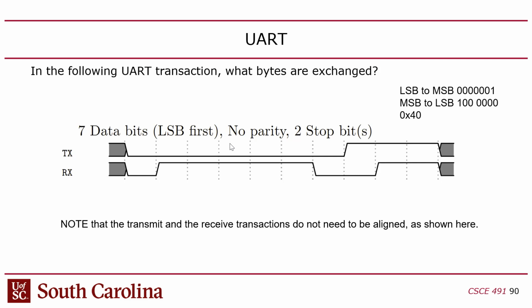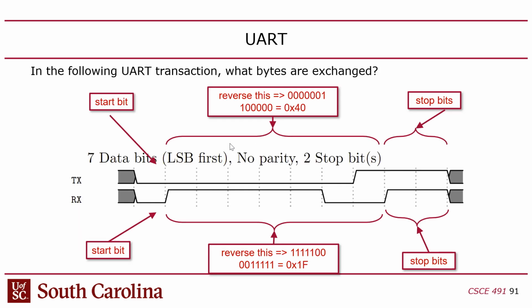So anyway, you can see the start bit there. And then the 7 data bits are 0, 0, 0, 0, 0, 0, 1. So I'm sending 7-bit data of the value 1. There's no parity, and then there are my 2 stop bits, right? And then same thing on the receive side. I've got start, and then 1, 1, 1, 1, 1, 0, 0, and then stop. Okay? 2 stop bits.